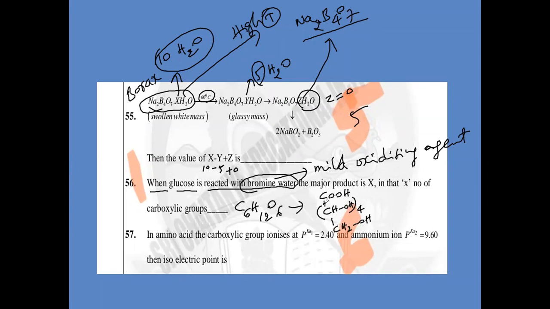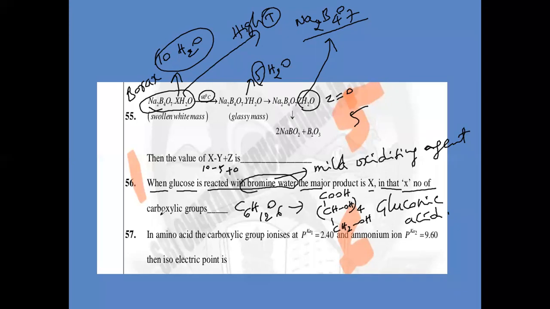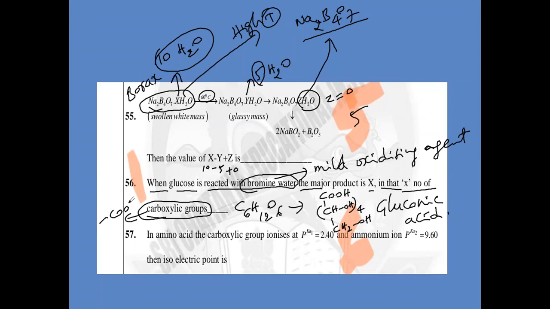What is the name of this? Gluconic acid or saccharic acid? It is gluconic acid. In gluconic acid, how many COOH groups are available? Only one. So when glucose is reacted with bromine water, a mild oxidizing agent, the major product is compound X, in which a small x number of carboxylic acid groups, COOH groups, are present. So how many COOH groups here? Only one.